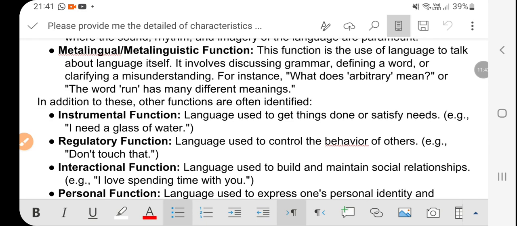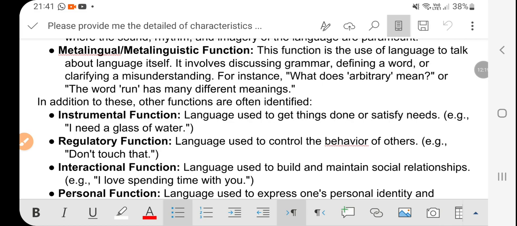Then metalingual or metalinguistic function. This function is the use of language to talk about language itself. So language is used for language. I'm teaching, that's metalingual. What I'm teaching you, right? So I'm talking about language through language. So it involves discussing grammar, defining a word, or clarifying a misunderstanding. For example, what does "arbitrary" mean? Or the word "run" has many different meanings.